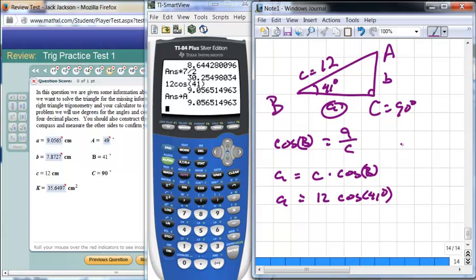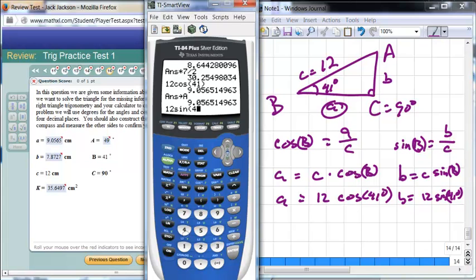In a similar way, the sine of angle B is opposite over hypotenuse. That's B over C. So B is C times sine of angle B. So B is 12 times the sine of 41 degrees. So that's 12 sine 41. And to find that, I could store that as B. And so the area is A times B and then divide by 2.